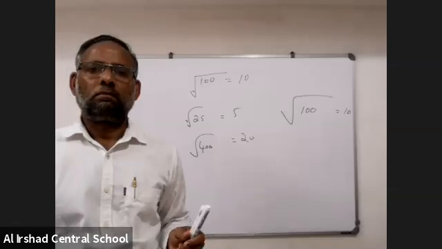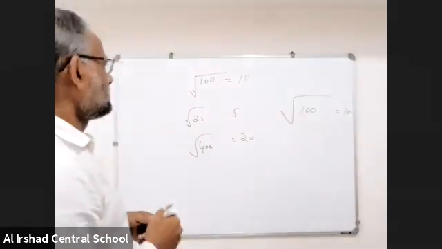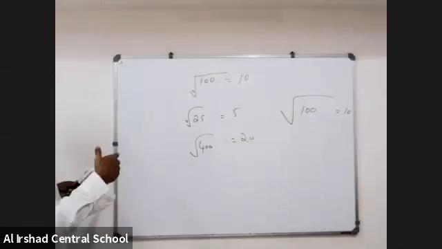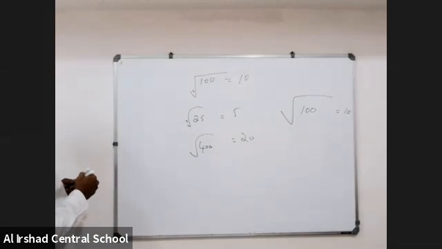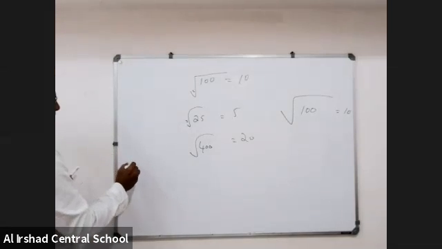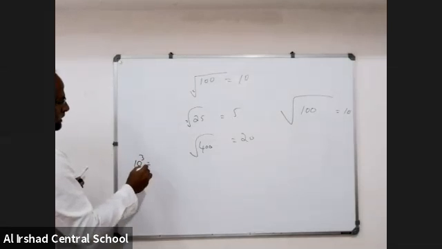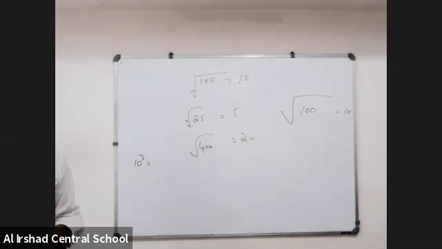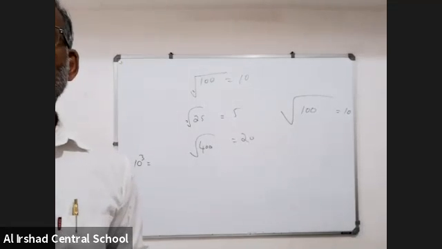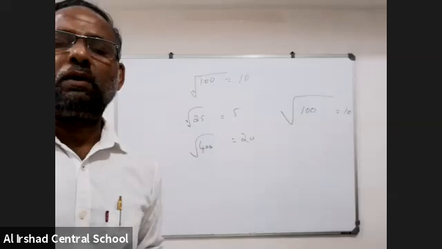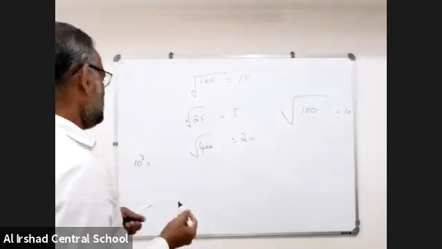2 is there. Now listen here. Don't confuse square and square root. Square and square root. What is 10 cube? Tell me what is 10 cube. What are you not speaking? What is 10 cube? 10 into 10 into 10, that is 1000.